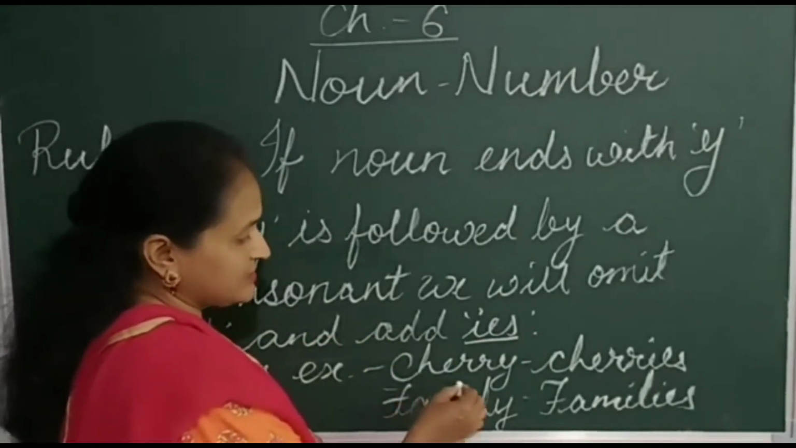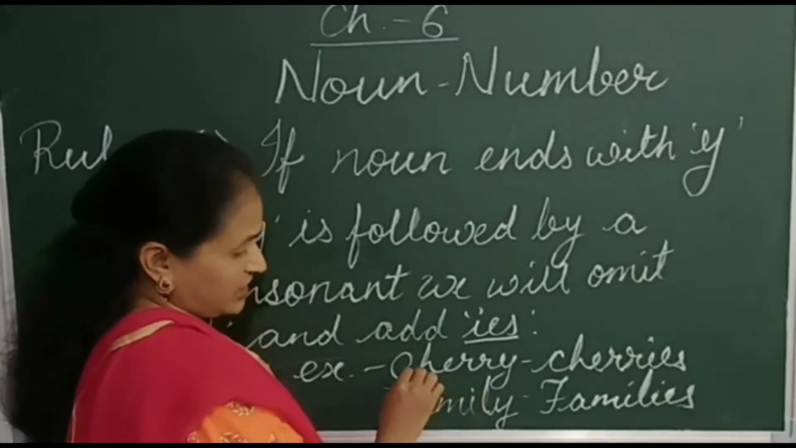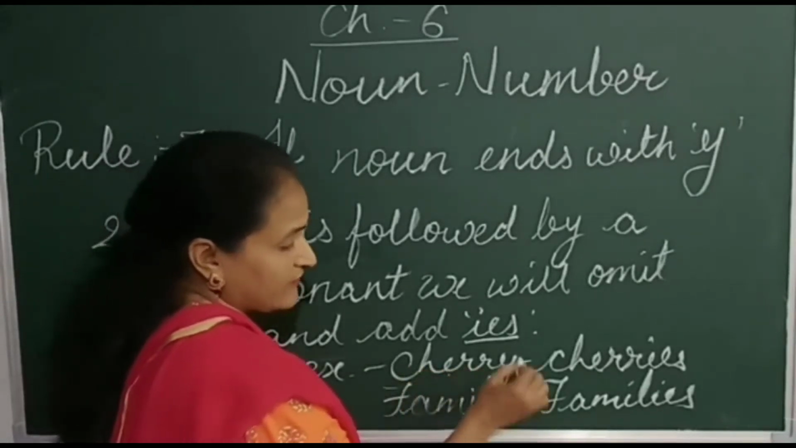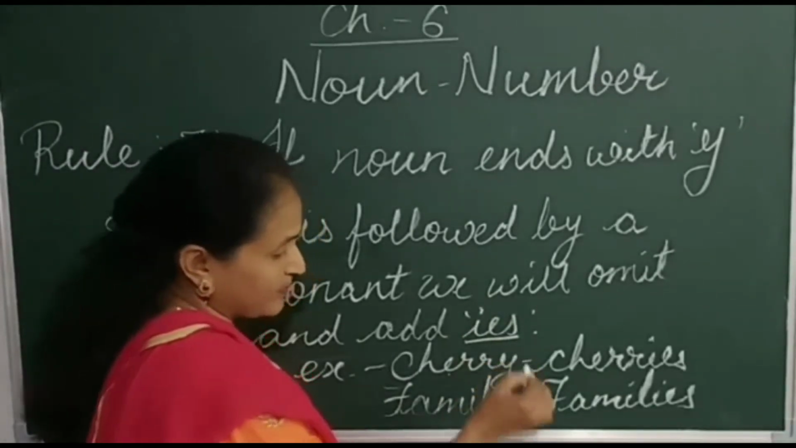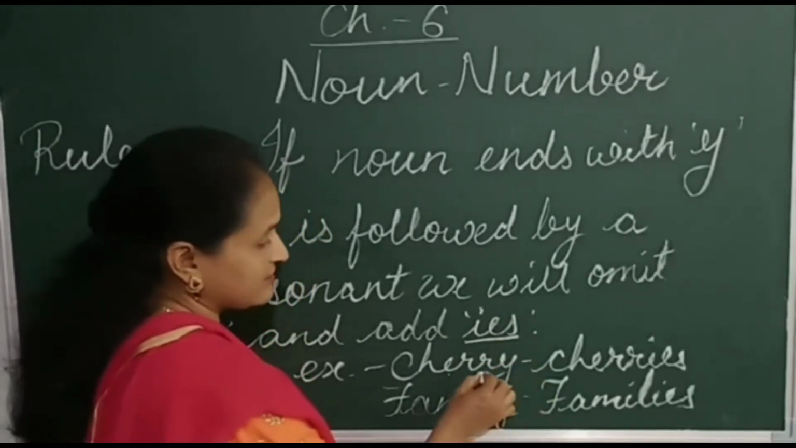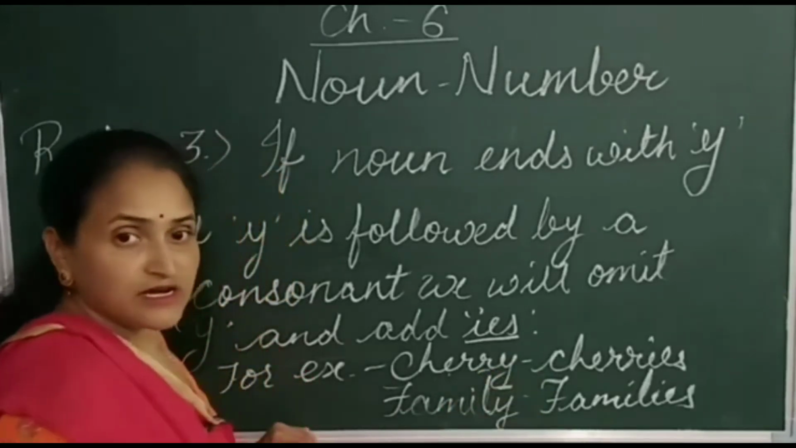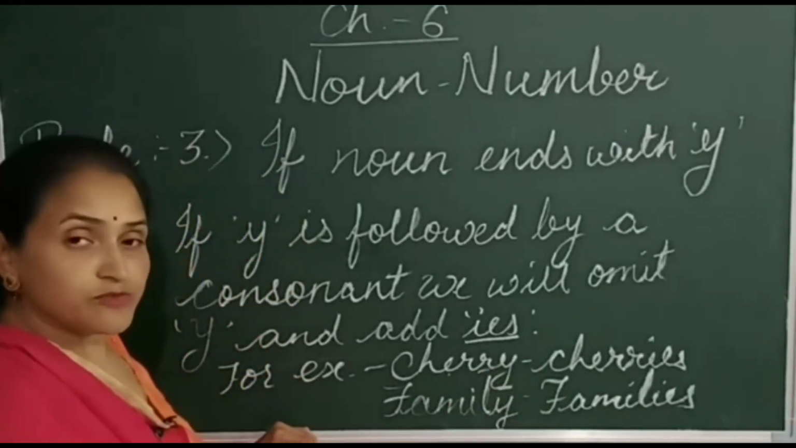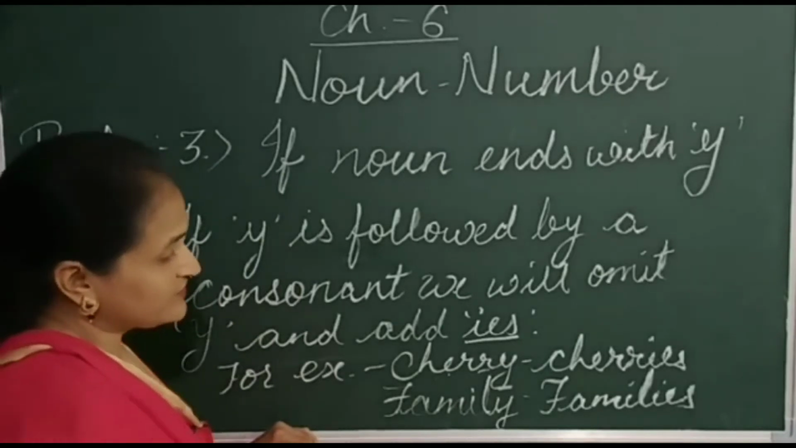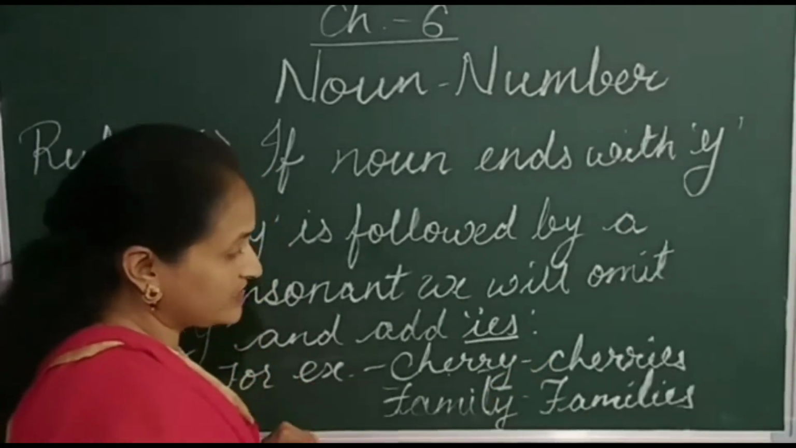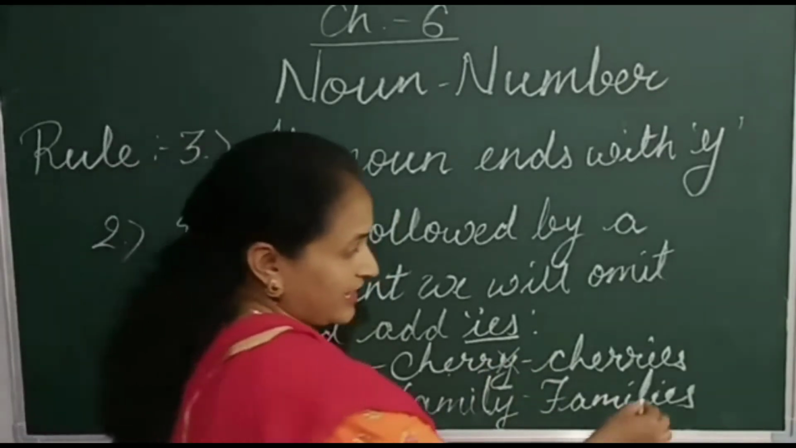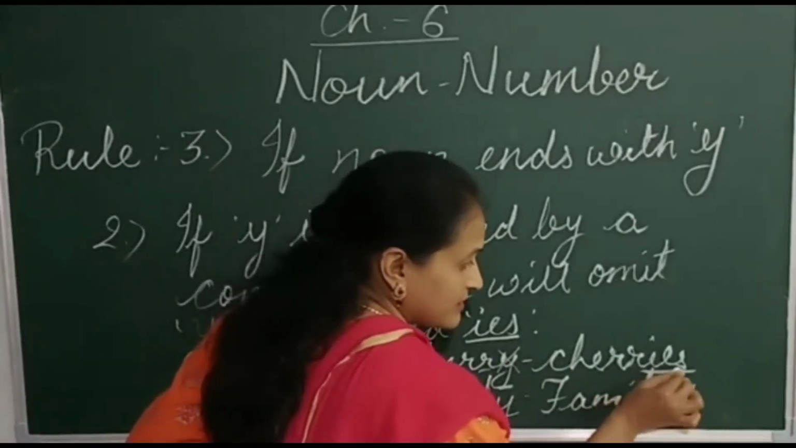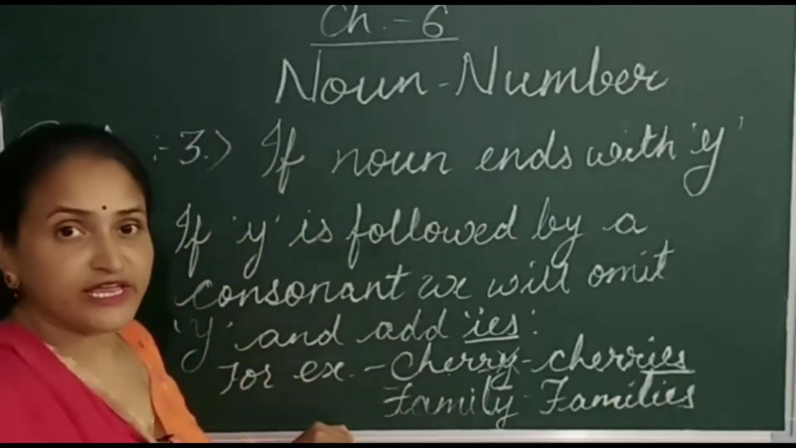Here it is written the noun cherry. This noun is ending with y, but before this y here it is written r, and r is a consonant. So to get the plural of this word cherry, we have to omit this y and add ies. Then it will become cherries.